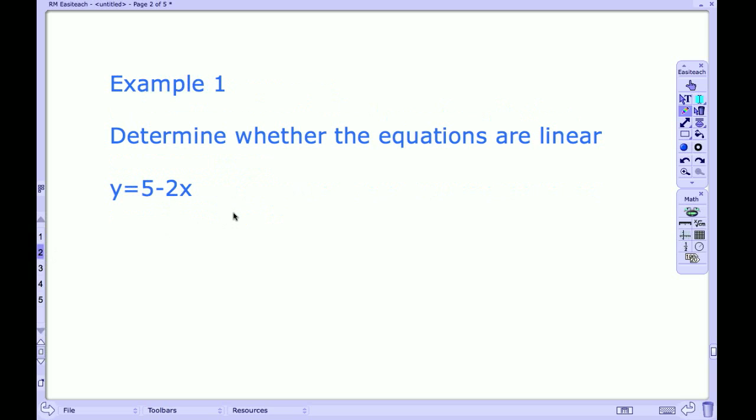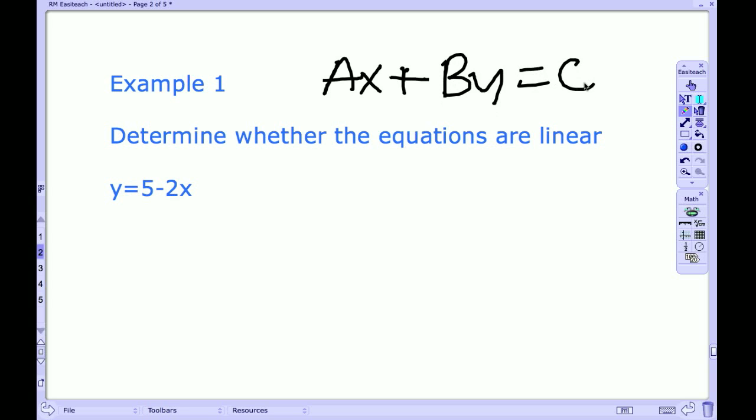Example 1, it says determine whether the equations are linear, and I have one more we're going to show in just a second. But this one is linear, because it meets the criteria to be able to put it in that ax plus by equals c form. So I'm going to put this equation in that form, and to do that, I'm just going to add 2x to both sides. Do the opposite. So I have 2x plus y is equal to 5.